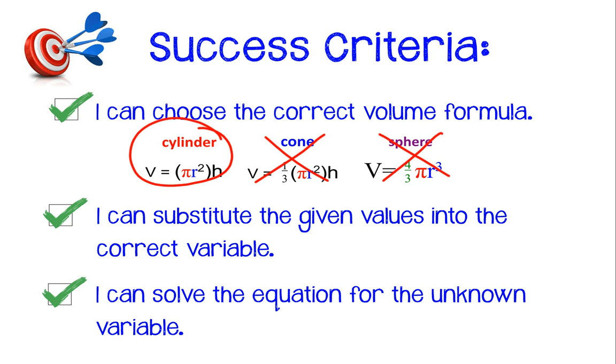You also must be able to substitute the given values into the correct variable. The variables here meaning substitute a value in for V, or H, or even R. You also have to be able to solve an equation for an unknown variable. That means you have to use your property of equality, such as division property of equality or multiplication property of equality, in order to get that variable by itself.